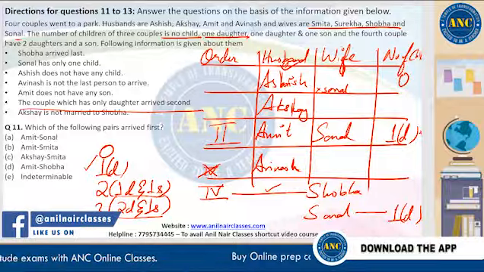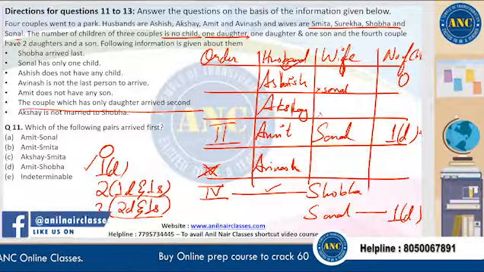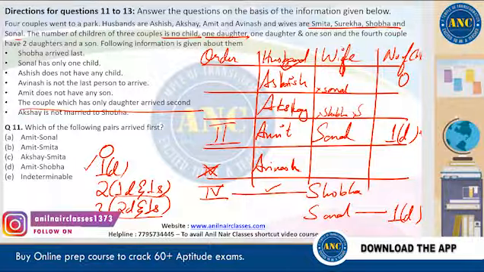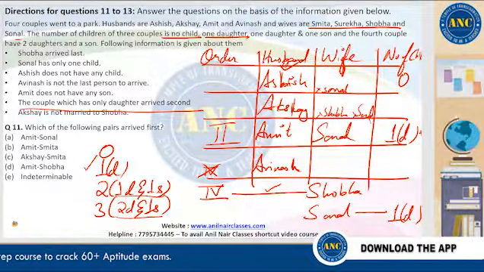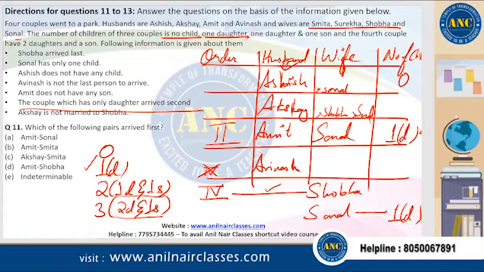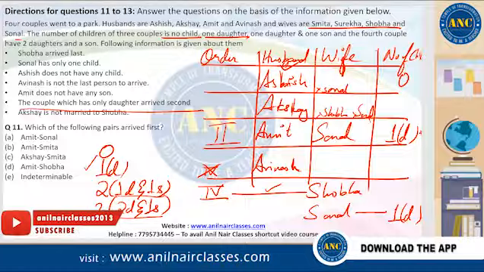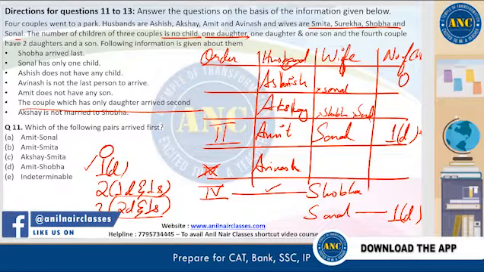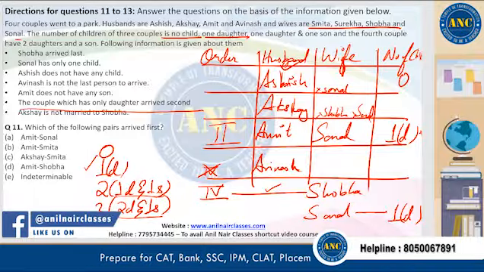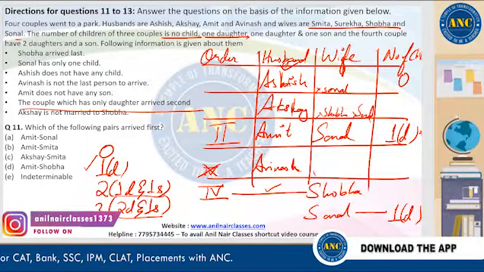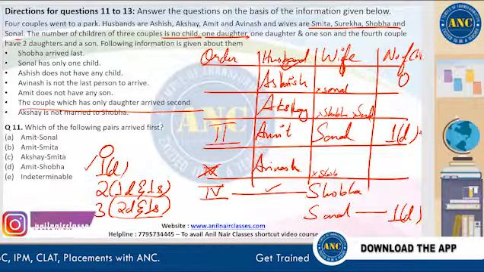And Akshay is not married to Shobha. Last statement. In any case, Akshay cannot marry Sonal because Amit is already married to Sonal, or Sonal is already married to Amit, right? So we need to place this person. Her name is Shobha. She is still there. Shobha arrived 4th. Can we place Shobha here? No, we cannot place Shobha here.